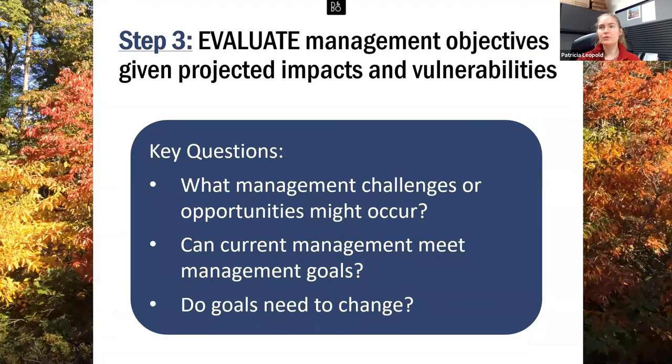In step three, we'll be asking the following questions. This is where we connect climate change to our current management. How will climate change make our objectives more or less difficult to achieve? Do our current management activities and goals seem feasible given climate change, or do we need to think maybe about altering or modifying our goals?